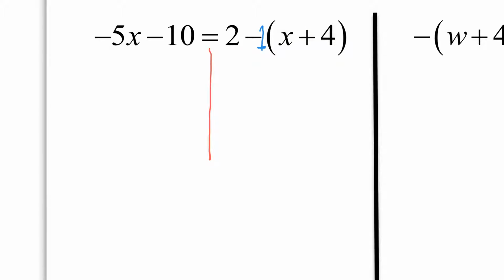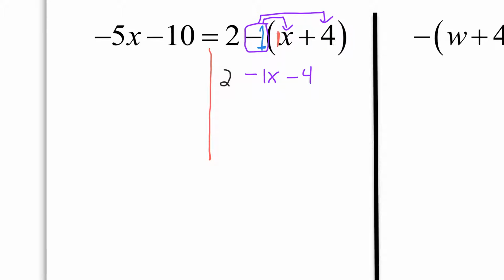So I am going to distribute, I'm going to multiply this negative 1 into the x, and then I'm going to distribute the negative 1 into the 4. So first, let's go ahead and bring down the 2 right here. So there's a 2. I'm going to multiply the negative 1 times a positive x. Keep in mind that we do have a positive 1 in front of the x. So negative 1 times positive 1, that's going to be minus 1x. And then I'm going to multiply the negative 1 times a positive 4. That's going to be a minus 4.